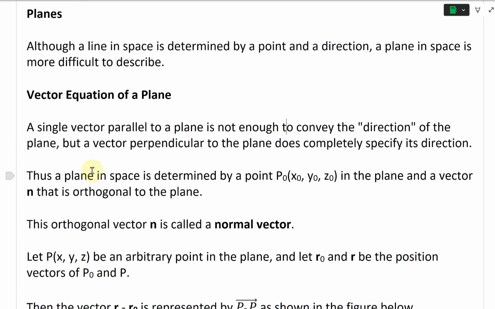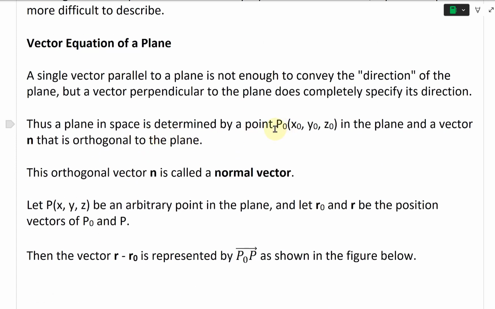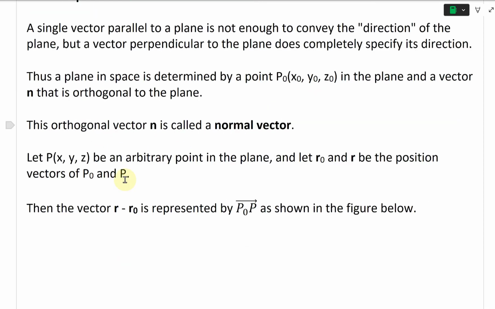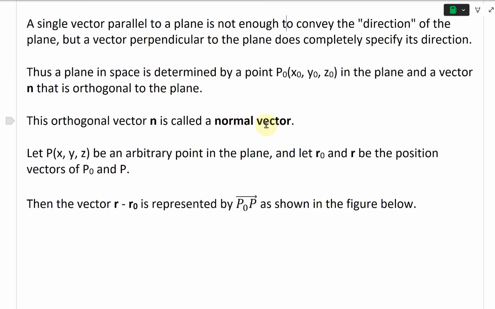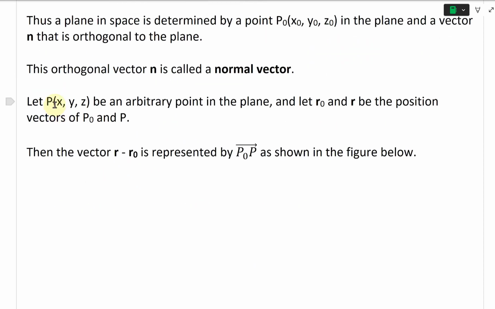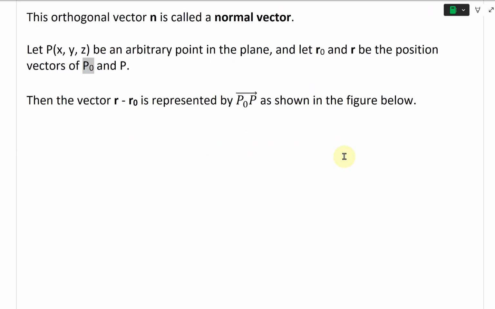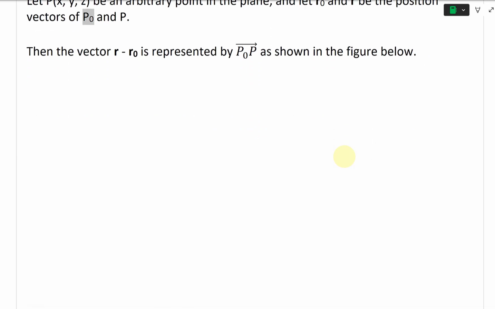Anyways, going further. So, thus, a plane in space is determined by a point P naught with the coordinates x naught, y naught, z naught in the plane and a vector n that is orthogonal to the plane. And this orthogonal or perpendicular vector n is called a normal vector. So let P with coordinates x, y, z be an arbitrary point in the plane, and let r naught and r be the position vectors of P naught and P. Then the vector r minus r naught is represented by P naught to P as a vector, as shown in the figure below. So let's graph this whole thing out.